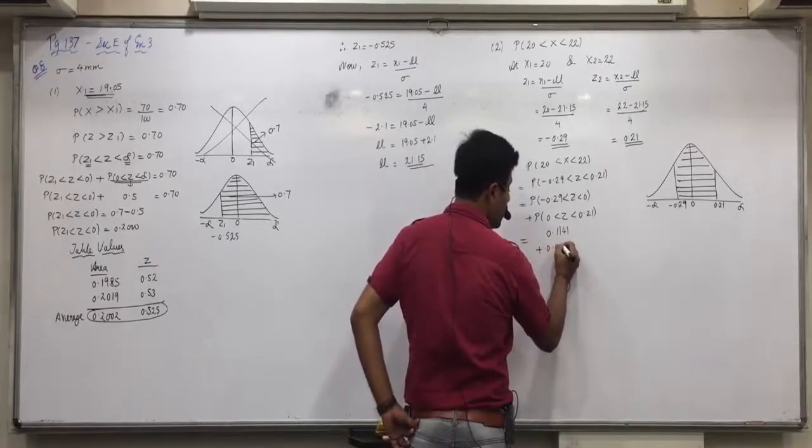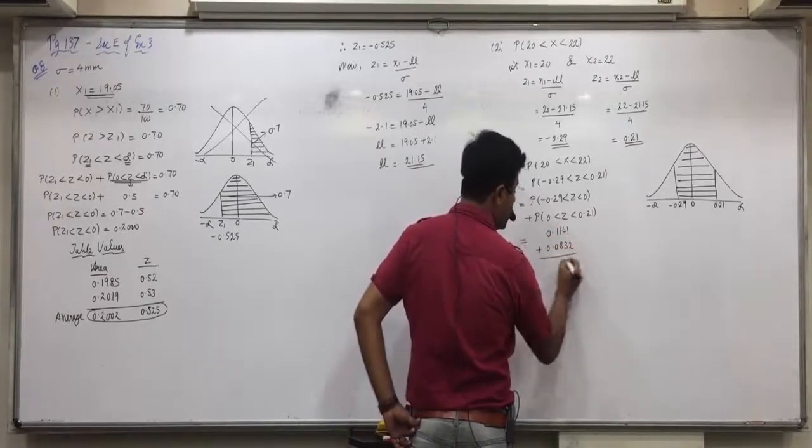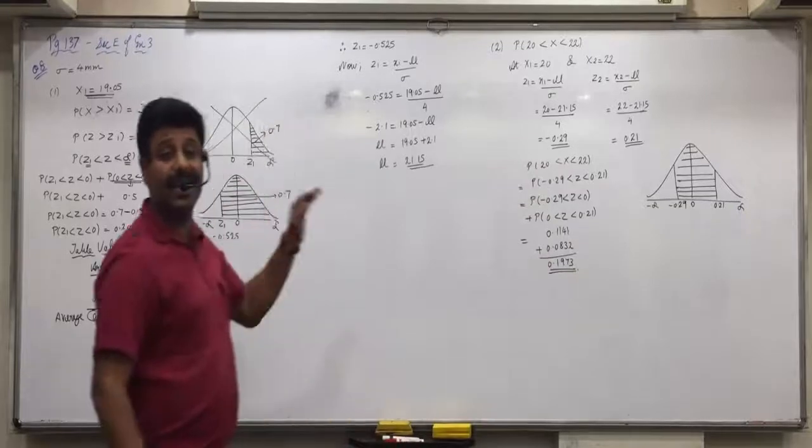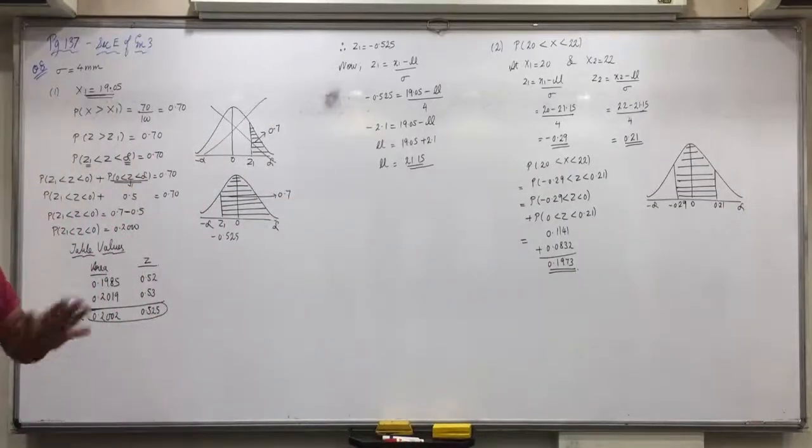0.1141 plus 0.0832 is 0.1973. But this is the accepted proportion. So if you multiply by 100, 19.73% are accepted. Which means 100 minus 19.73, the remaining 80.27% are rejected. Did you understand this?